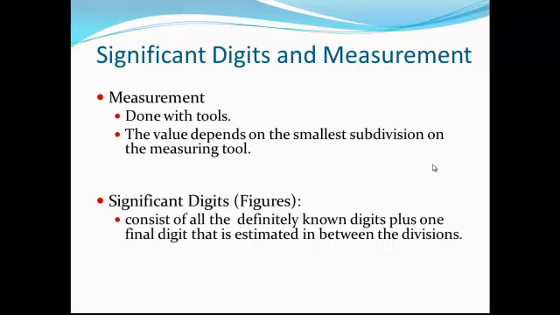To summarize what I was talking about in the past 3 minutes: measurements are all done with tools, and the value depends on the smallest subdivision on the measuring tool. The last digit is always the estimate. So significant digits, sometimes also referred to as significant figures, are defined as all the definitely known digits, the accurate reading ones, plus 1: the final digit that is estimated between the smallest divisions.